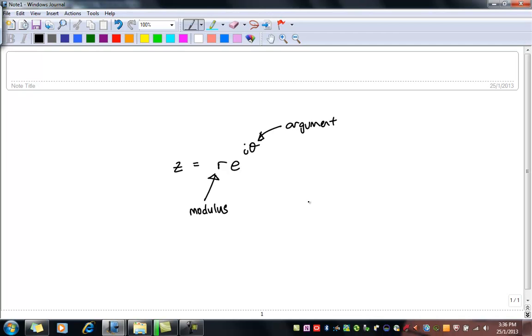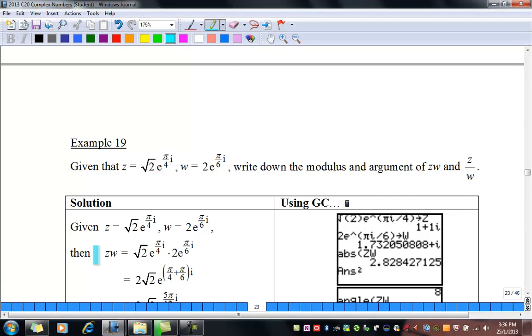So for instance, if I have z to be the complex number 5 times e to the power of i pi over 3, then I know that the modulus of z will be 5 and the argument of z will be pi over 3. We are now ready to continue with example 19.